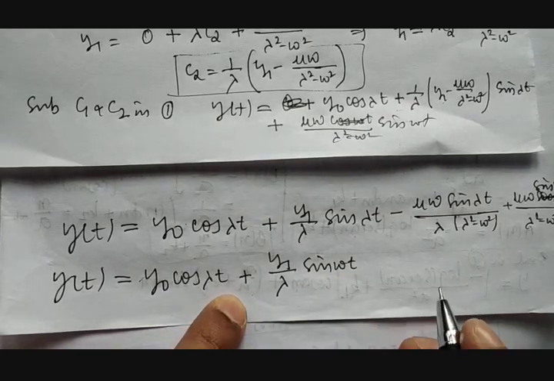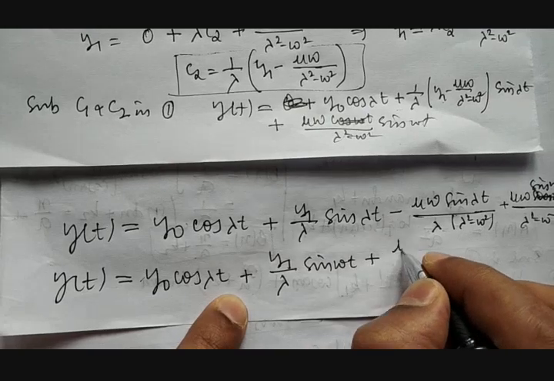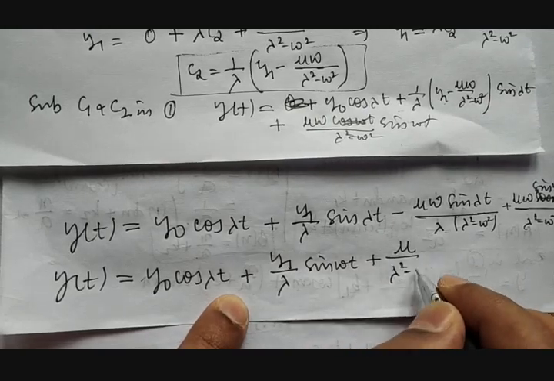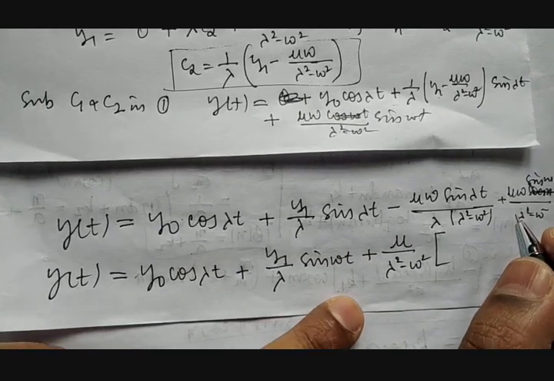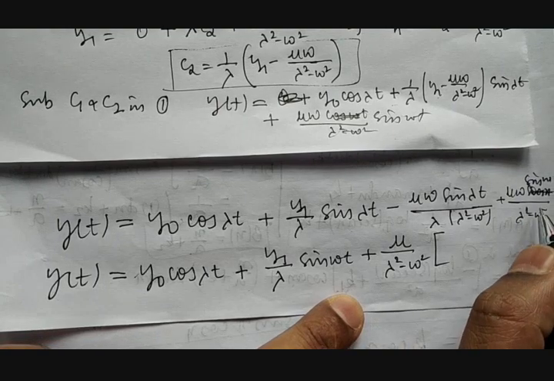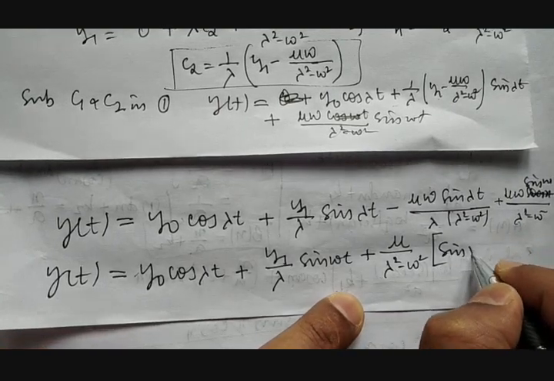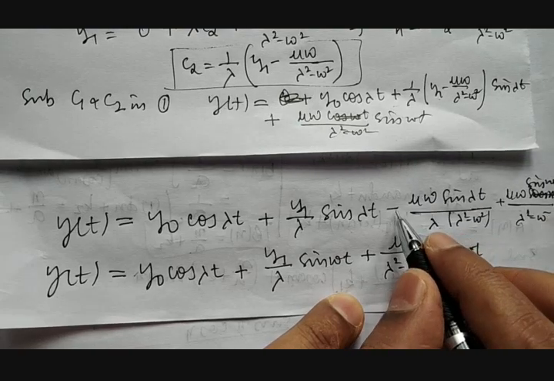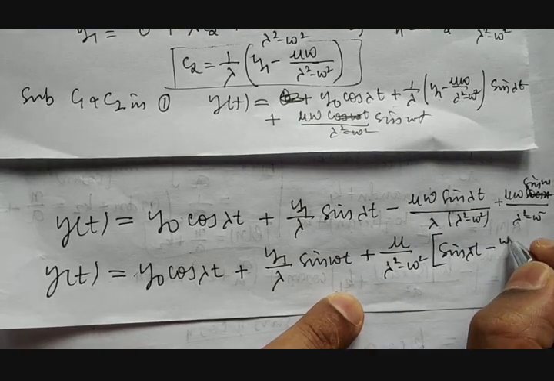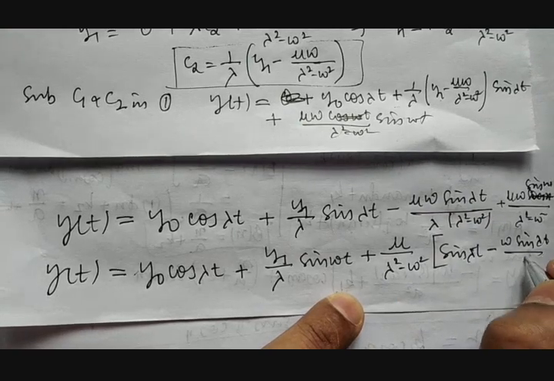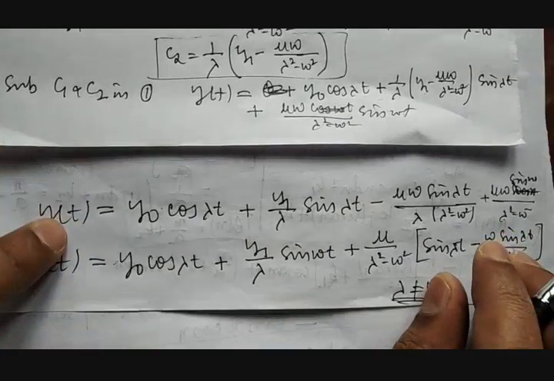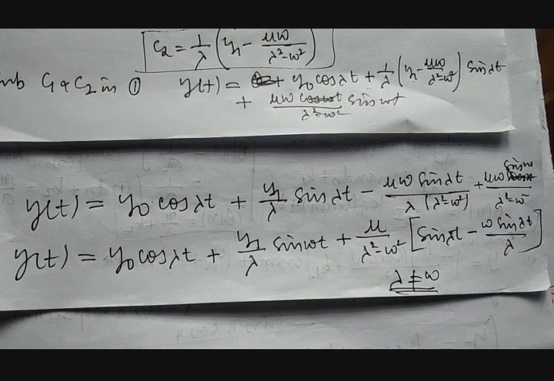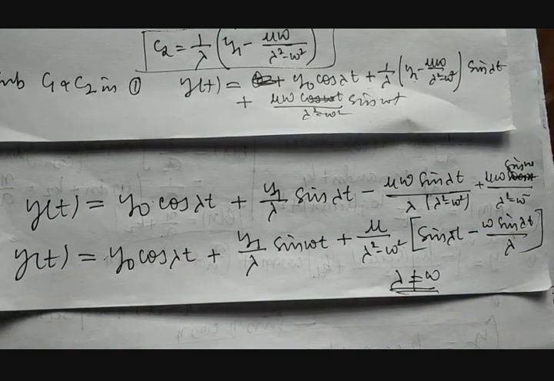If you club these two by taking common terms, what is common? Mu divided by lambda square minus omega square is common. If you take it outside, then this term becomes sine omega t. I'll take this term first because it contains negative, so then minus omega into sine lambda t divided by lambda, with the condition lambda is not equal to omega. So this becomes a solution. So this is the application oriented example, and this is the solution for that application oriented example. Thank you.